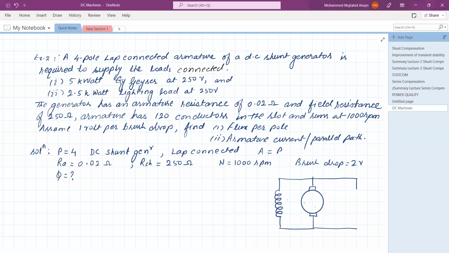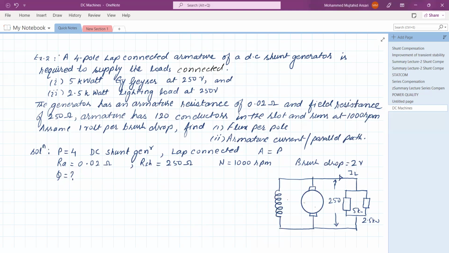So there are two loads. Okay, we will draw for two loads. One is the geyser and the second is the lighting load. So this is, say, a 2.5 kilowatt lighting load. And here is the 5 kilowatt geyser. So this is the load current IL. The voltage across the load terminal is 250 volt.